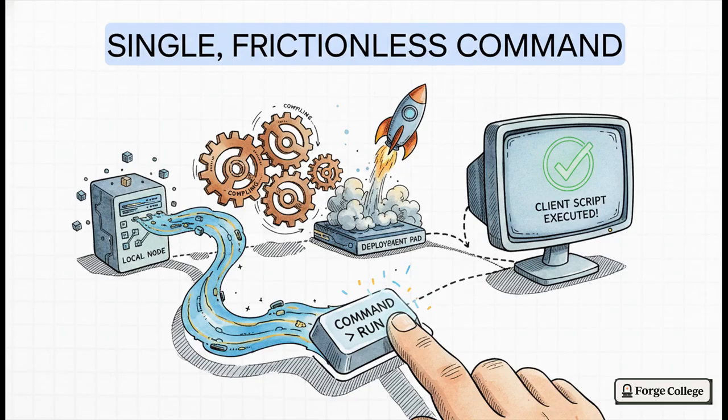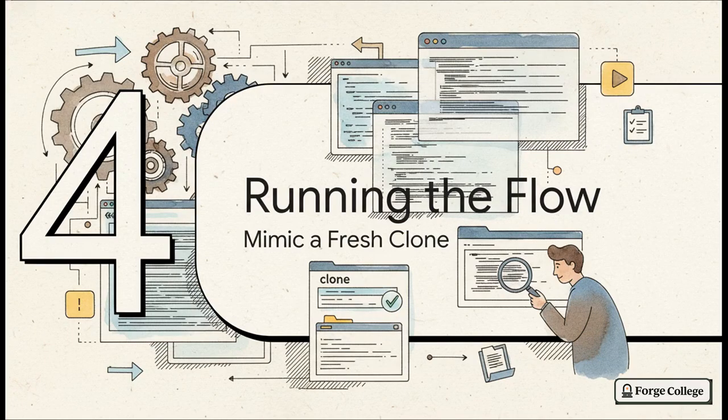Behind the scenes, this single entry point should fire up a local node, compile your smart contracts, execute your deployment scripts in the perfect order, and run a client script to perform your main user flows end-to-end. It's the magical make-it-work button. You want your reviewer to clone the repo, hit this one command, and just sit back as your project perfectly demonstrates itself. All right, let's jump into Section 4, running the integration flow.